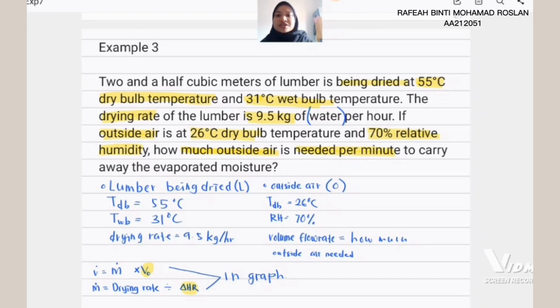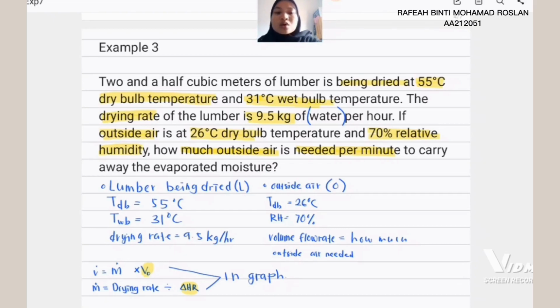For the last question, example 3. 2.5 cubic meters of lumber is being dried at 55 degrees Celsius dry bulb temperature and 31 degrees Celsius wet bulb temperature. The drying rate of the lumber is 9.5 kilograms of water per hour. If outside air is at 26 degrees Celsius dry bulb temperature and 70% relative humidity, how much outside air is needed per minute to carry away the evaporated moisture?